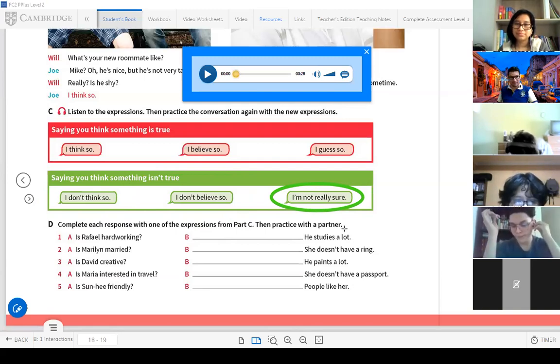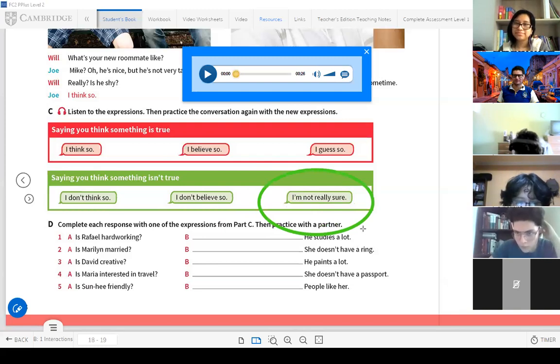I'm not really sure. De pronto alguien puede asegurar, ¿no? Y puede decir, no, Mariana es seria, ¿no? Ella no le puedes hacer ni una broma porque ya te hace mirar de desprecio rápido. No, I'm not really sure. Dice, no, no, no estoy seguro de eso. No creo que sea así.